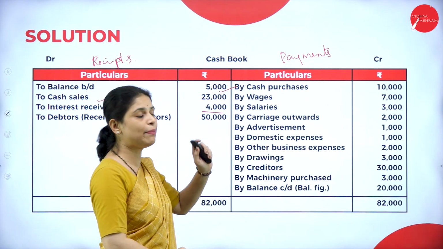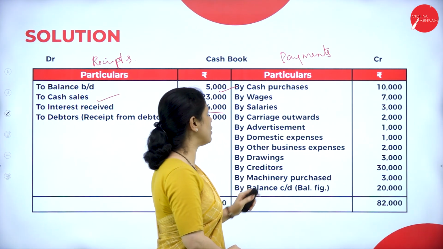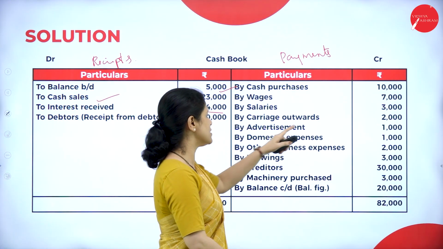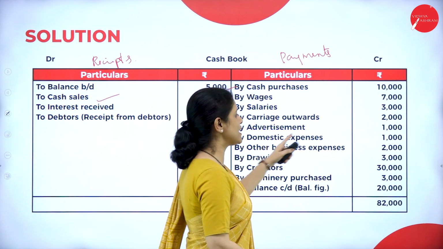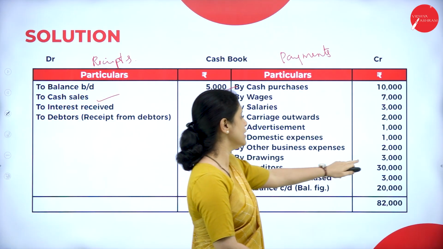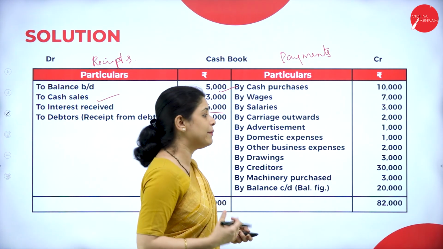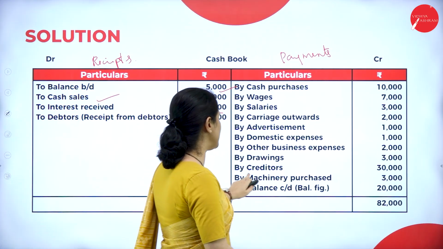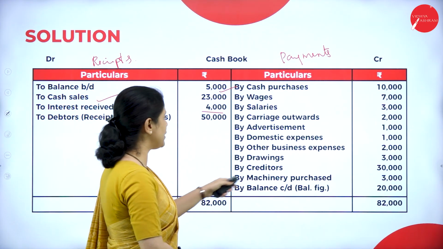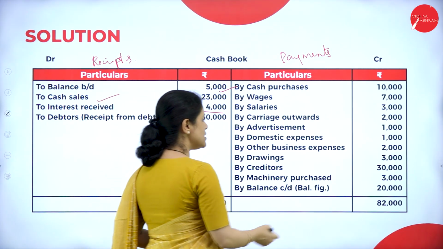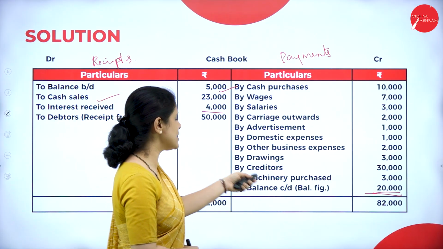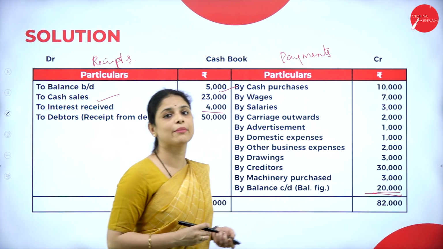Now let us see the payments. By cash purchases 10,000, wages 7,000, salaries 3,000, carriage outward 2,000, advertisement 1,000, domestic expenses 1,000, other business expenses 2,000, drawings 3,000, creditors, that means payment made to creditors, 30,000, machinery purchased 3,000. Now the total will be 82,000. The balancing figure is 20,000. So what is the closing balance? Closing balance is 20,000. This is the closing balance of the cash book.